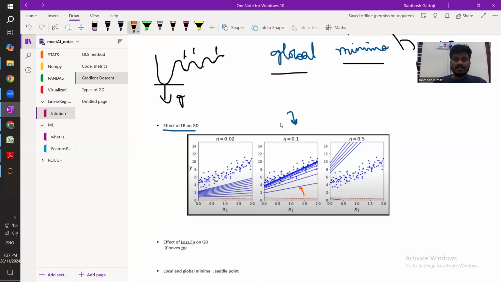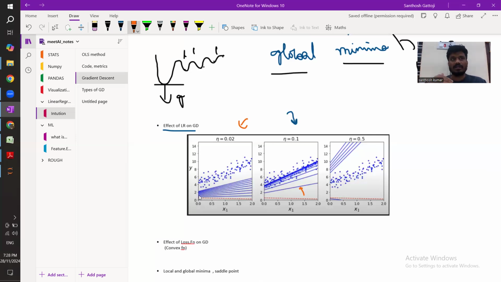But if it is less than 0.1, like 0.02, it takes forever to reach this point. It will never converge by itself. The movement is too slow, so it will take a lot of time or it will not become the best fit line, because we are taking very small steps. But given sufficient time, obviously it will reach, logically.